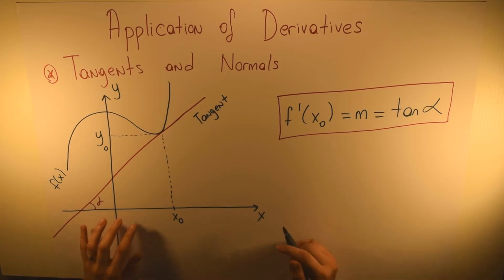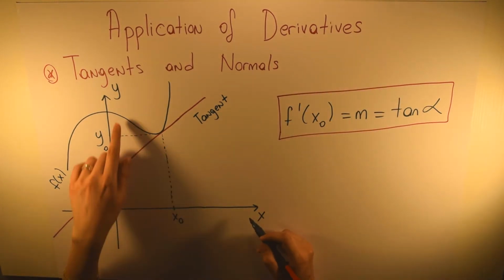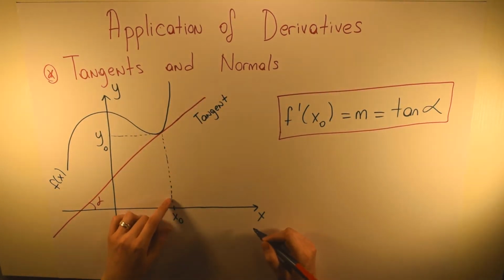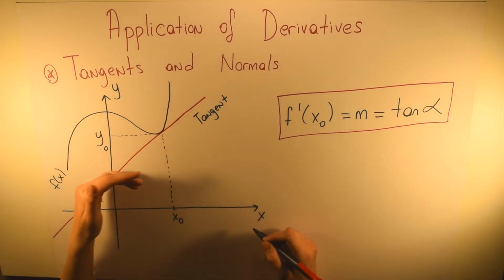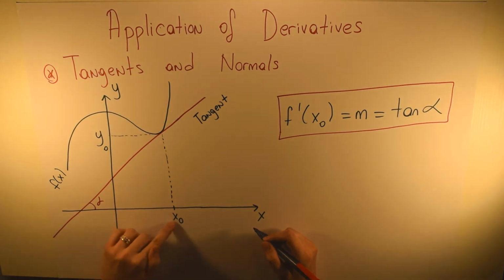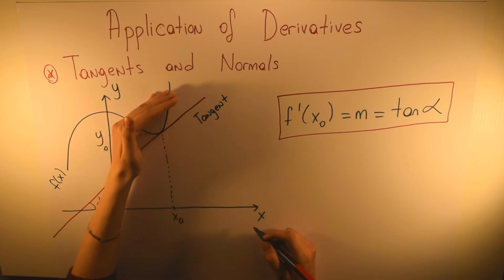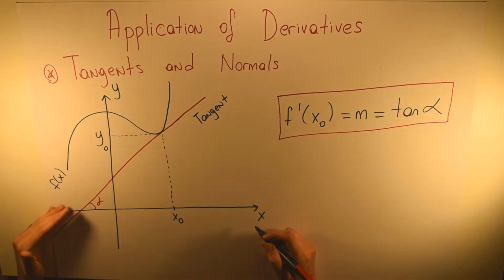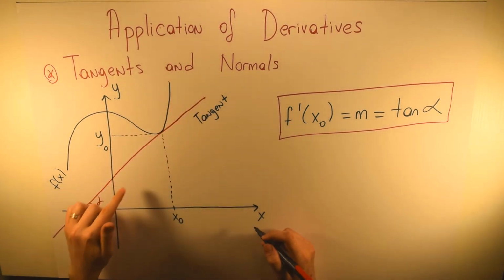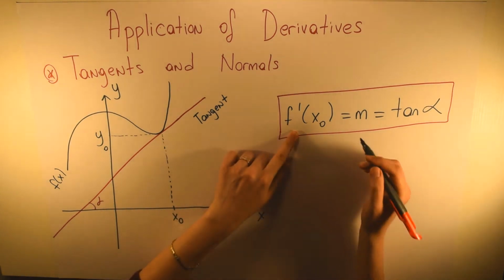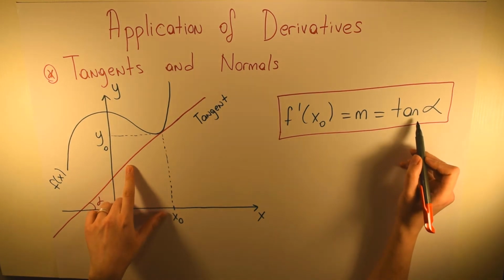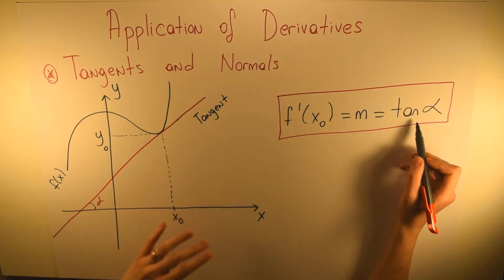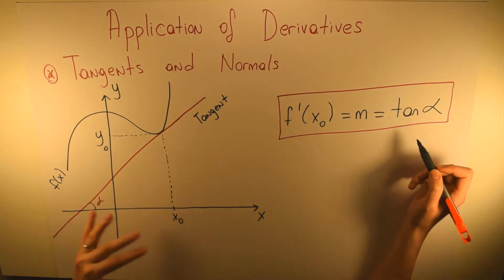Now let's begin the application of derivatives. First, tangents and normals. The derivative of a function at a point is the slope of the tangent line at this point. Let's say here x0 is a given point on the function f of x. When you draw a tangent line on this point, the derivative of the function gives you the slope of this tangent line, which is also equal to tangent alpha. So this is the first rule you have to know.